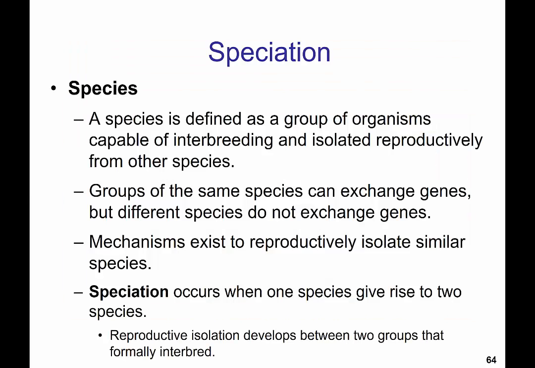Our last concept to look at is that of speciation. A species is defined as a group of organisms capable of interbreeding and that are isolated reproductively from other species. Groups of the same species can exchange genes, but different species do not exchange genes. Mechanisms exist to reproductively isolate similar species. Speciation occurs when one species gives rise to 2 species, and reproductive isolation develops between 2 groups that formerly interbred. So speciation is this development of a new species.